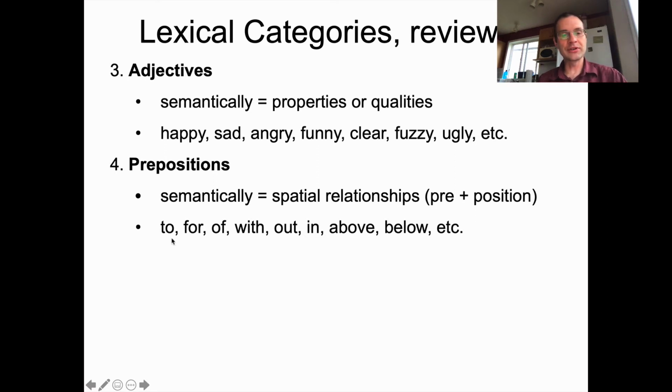These are little words like to, for, of, with, out, above, below, like, my head is above my body or something like that. I can pick up the glass with my hand, so on and so forth. There is water in the glass. All these are little relationship words called prepositions. Another way to think about them is that you can break down the word itself morphologically, as it were, and say this is pre-position.